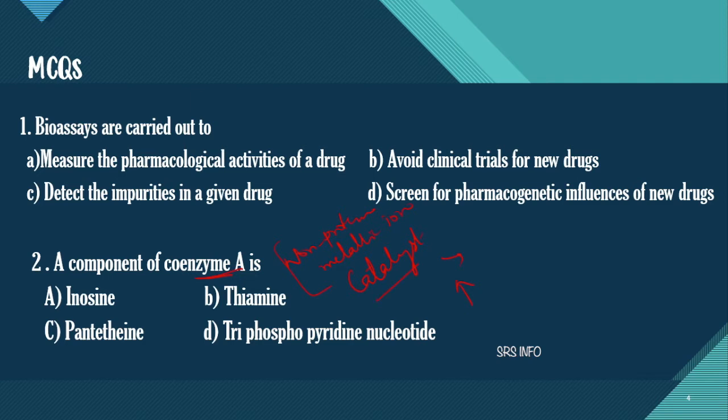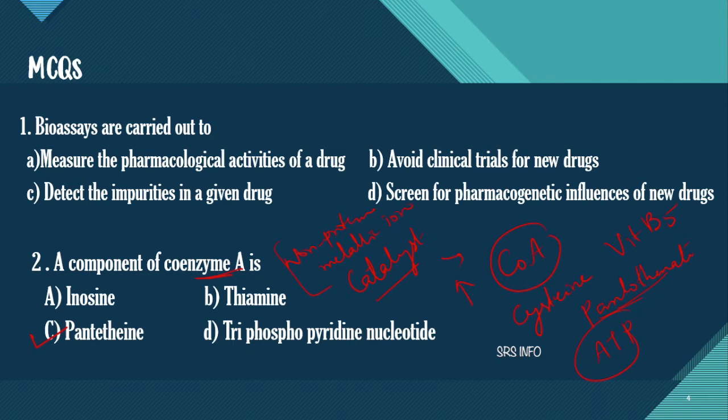In human beings we can find coenzyme A, and its biosynthesis requires cysteine, pantothenate and ATP. The other name of pantothenate is vitamin B5. So simply we can say that coenzyme A is naturally synthesized from pantothenate, or vitamin B5. So it's a component of pantothenate. The answer is option C.